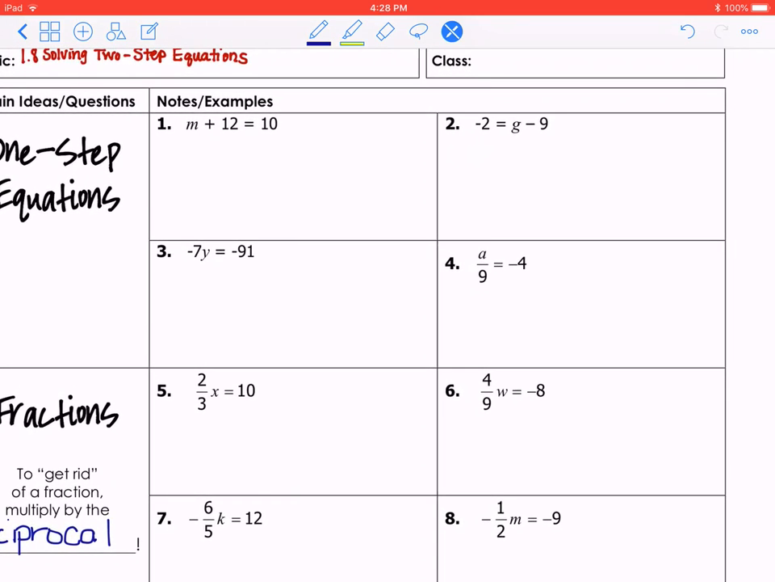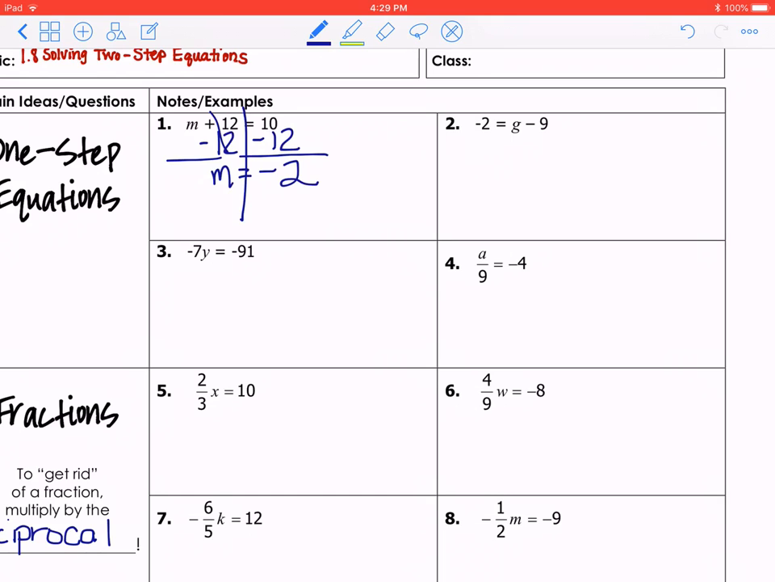If you have addition, you're always going to subtract, and if you have subtraction, you're always going to add. Same with division and multiplication, you're always going to do the opposite operation. So for the very first one, if it's m plus 12, I'm going to subtract 12 on each side. The 12s cancel, and we're left with m equals -2.